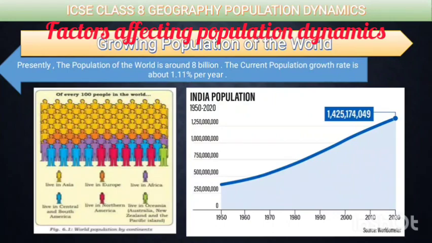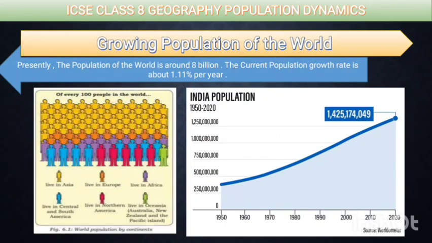Next topic is the growing population of the world. Presently the population of the world is around 8 billion, and the current population growth rate is 1.11% per year. And if you see this picture, most of the people are from Asia. Yellow color indicates the Asian people, orange color indicates the European people, violet color indicates the African people, Central America and the southern part of America are denoted by blue, red denotes Northern America, and Oceania is green.